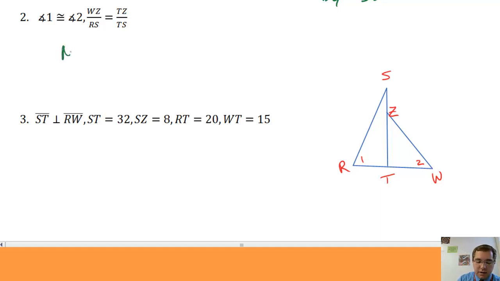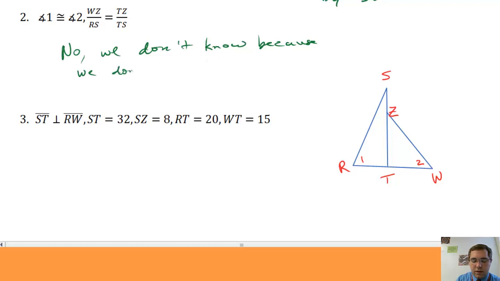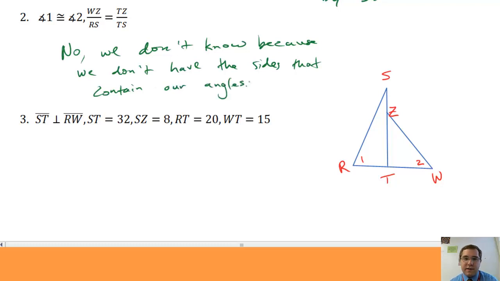So we have to say, no, we don't know, because we don't have the sides that contain our angles. We've got one of those pairs of sides, but we don't have the other one. So we can't say that these triangles are similar by side-angle-side. But what about number 3?